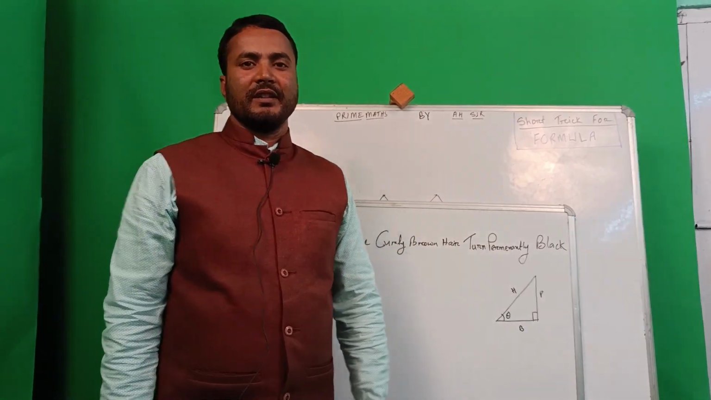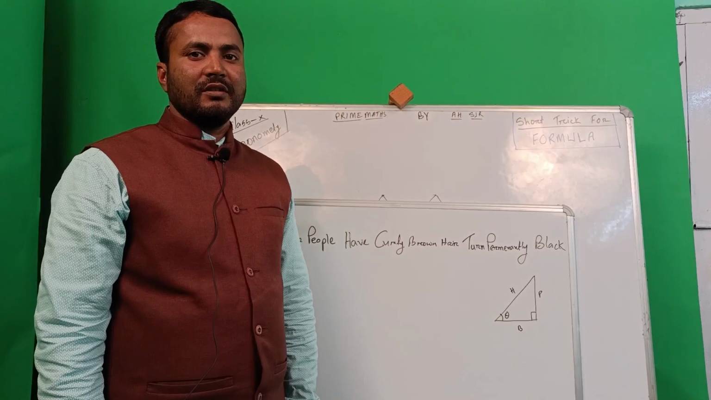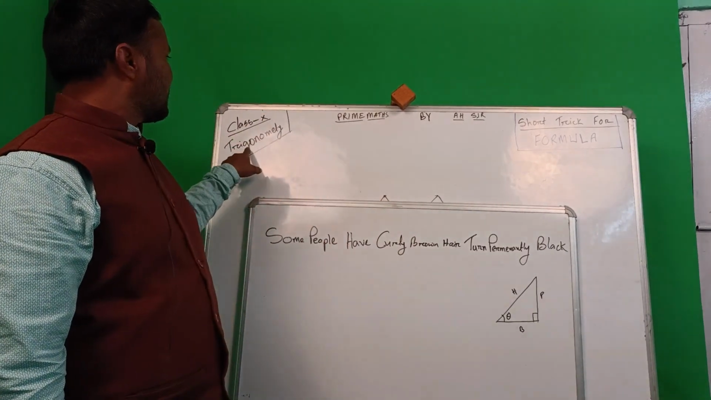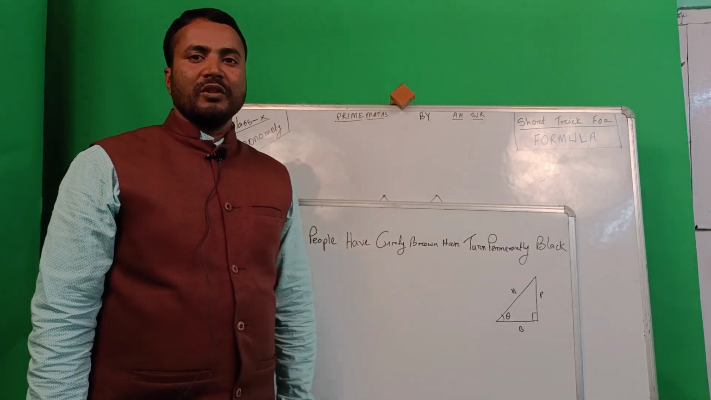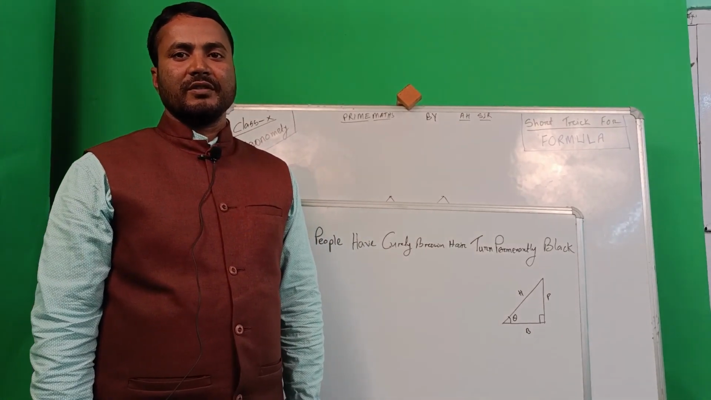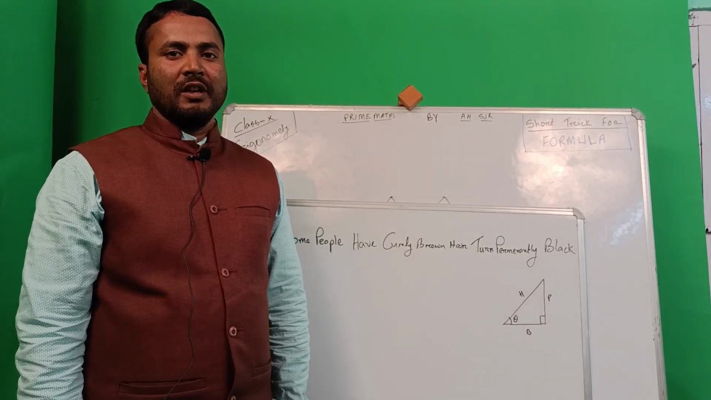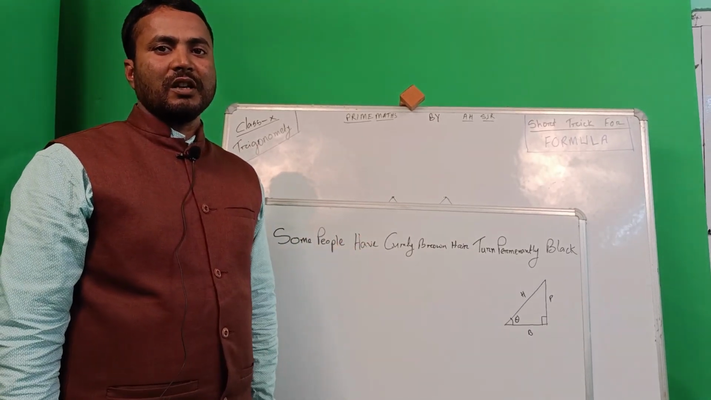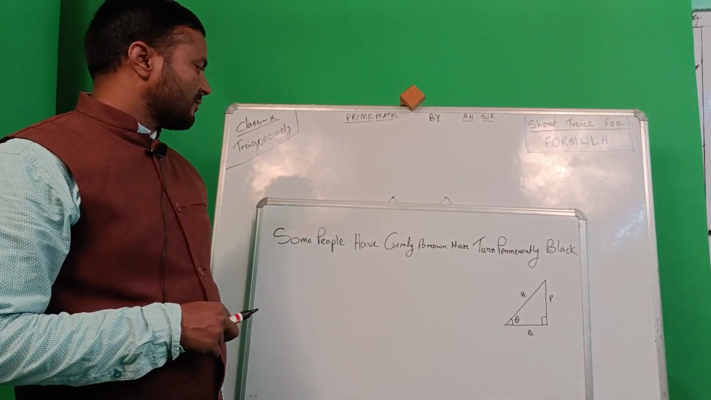Today's class is very interesting and very important for grade 10 students. Today's class is on class 10 trigonometry. As you know, in trigonometry we have many formulas, so many students get confused about how to remember them. Today's class is important because it shows how to remember all those formulas in a shortcut way. So let's start with the first formula.